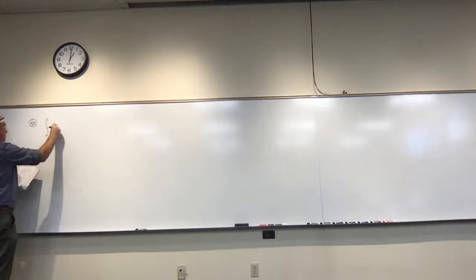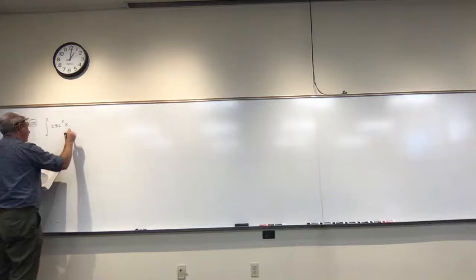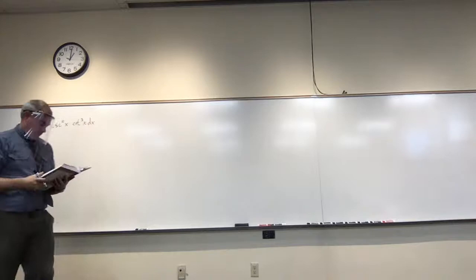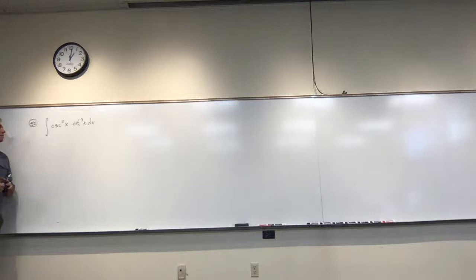Number 50, we have the integral of cosecant to the tenth of x times cotangent cubed of x dx. Okay. And if you've watched the video lectures so far, you know that when you get into cosecants and cotangents, it's not always just as easy as could be. You've got to try some stuff and see how it goes.